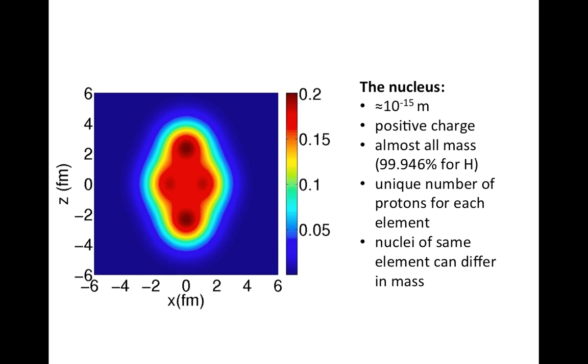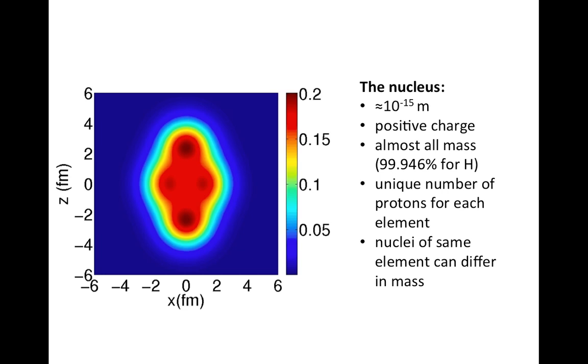The figure for hydrogen is 99.946%, and that is the element for which the nucleus has the least amount of the mass. So for all other elements in neutral atoms, it's going to be bigger than that. We know that there's a unique number of protons for each element, and we know that nuclei of the same element can differ in mass.